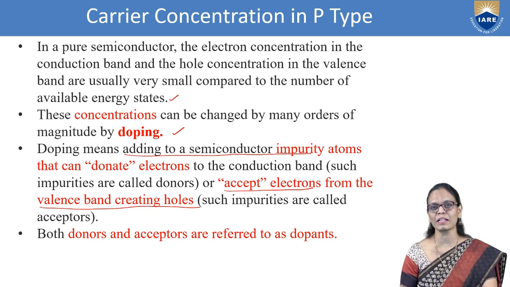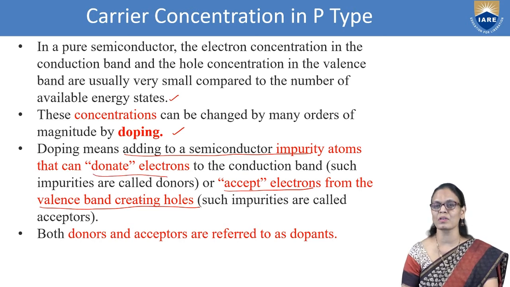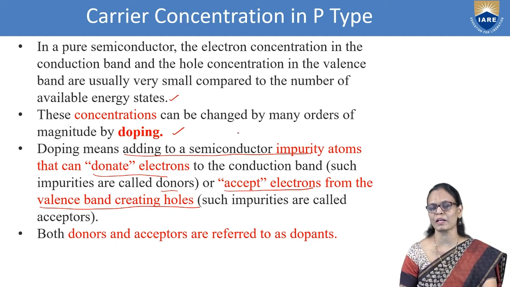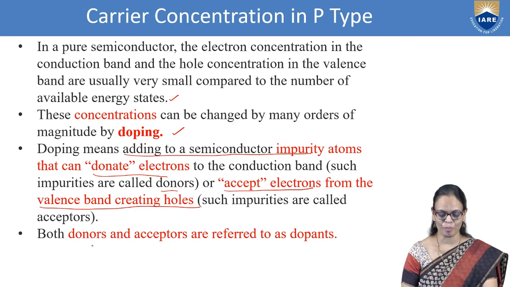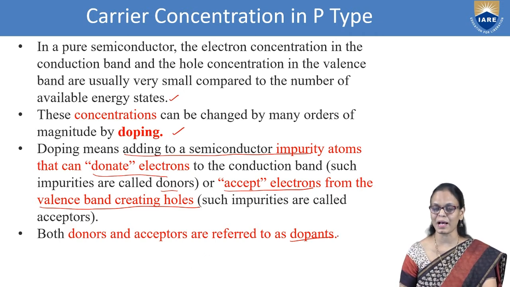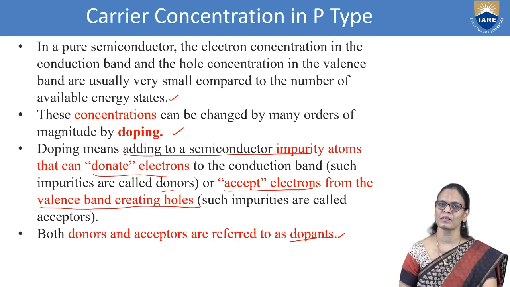And when we are adding a pentavalent impurity, which can donate electrons to the conduction band, the impurities are donor impurities. So we have two types of impurities here. One is a donor impurity, that is pentavalent impurity, and the other is an acceptor impurity, which is a trivalent impurity. So by adding this, we are increasing the concentration of carriers. Both donors and acceptors are referred to as dopants. So when we are talking about the impurities, we are calling them dopants, whether it is an acceptor impurity or a donor impurity.